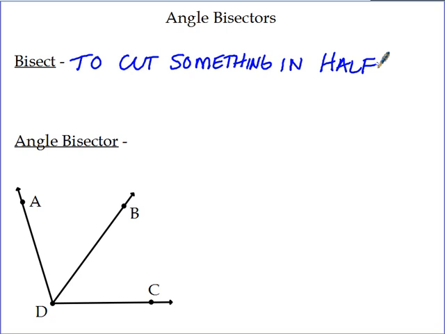Now specifically today we're going to talk about angle bisectors. And an angle bisector is a ray that cuts an angle in half.